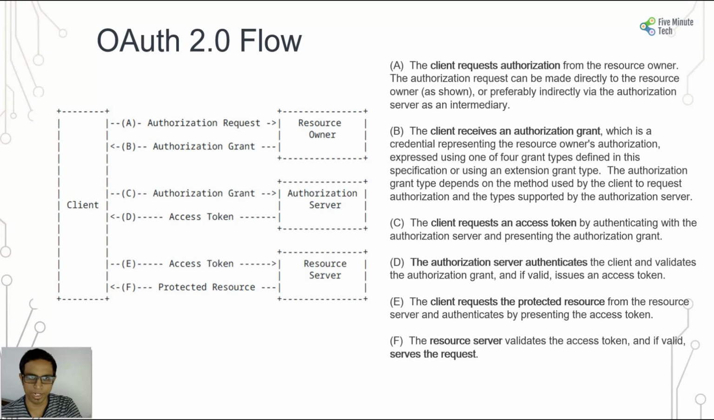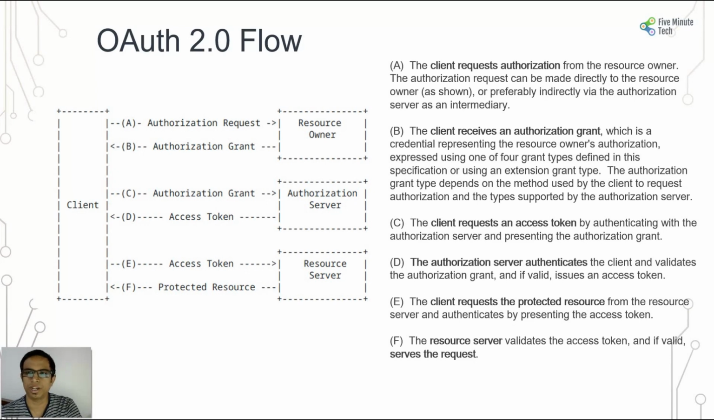We have a client which does the authorization request to the resource owner, and it gets an authorization grant, followed by which it asks for the access token from the authorization server, receives the access token, and the resource server provides it the protected resource after it accepts the access token.